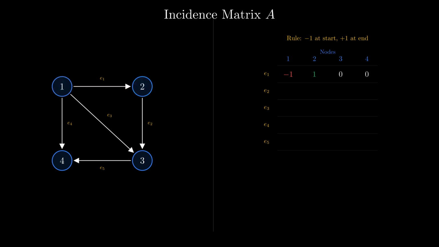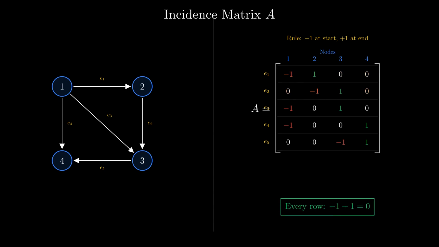Edge 1 goes from node 1 to node 2, so we get -1, 1, 0, 0. Edge 2 goes from node 2 to node 3, giving us 0, -1, 1, 0. Edge 3 goes from node 1 to node 3: -1, 0, 1, 0. Edge 4 goes from node 1 to node 4: -1, 0, 0, 1. And edge 5 goes from node 3 to node 4: 0, 0, -1, 1. That gives us our 5 by 4 incidence matrix A.